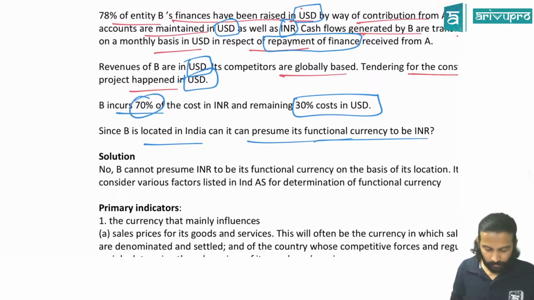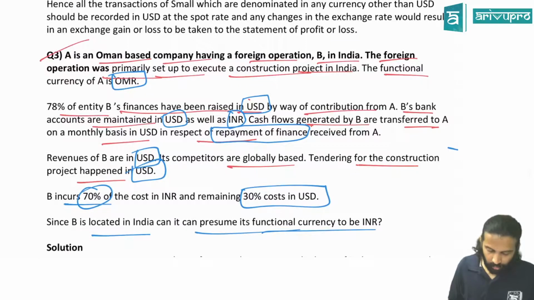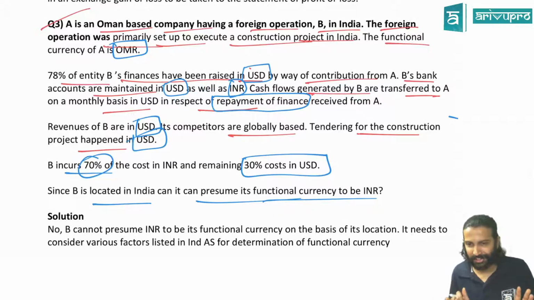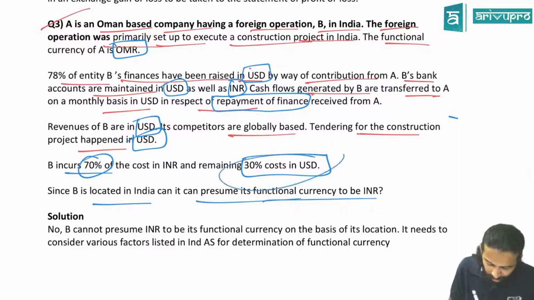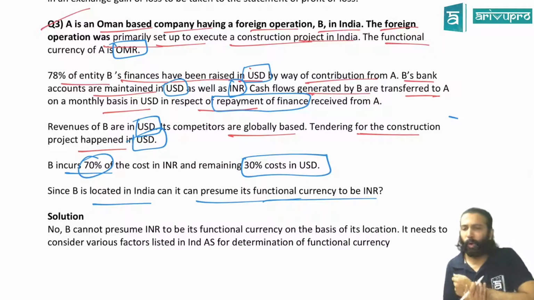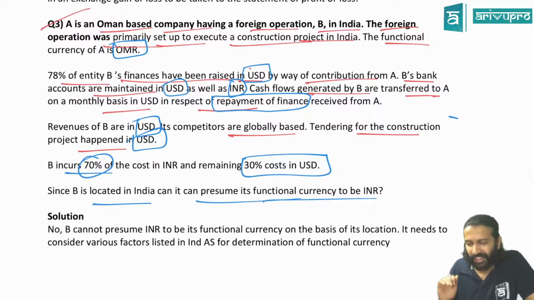So 30% of USD in cost doesn't really matter. Funding is in US dollars, one big tick. Revenue is in dollars, one big tick. Cost, the investment is 50-50. Correct? 50% in USD, 50% in INR. So cost is 30%. That means you could say that USD has a little trump over the INR. That way you are concluding the functional currency.